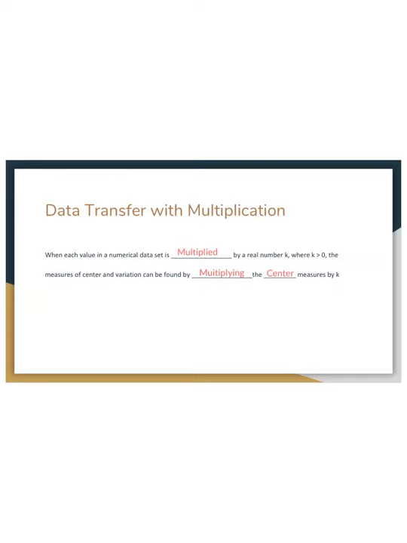For our second type of data transformation, we have data transfer with multiplication. So each set is now going to be multiplied by a real number k, where k is something greater than 0. And the measure of center and variation can be found by multiplying the center measures by k.